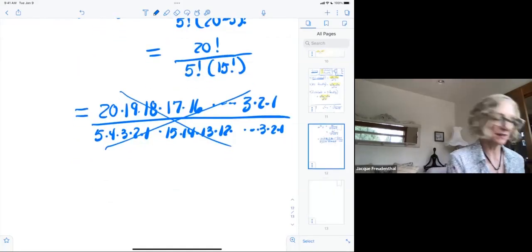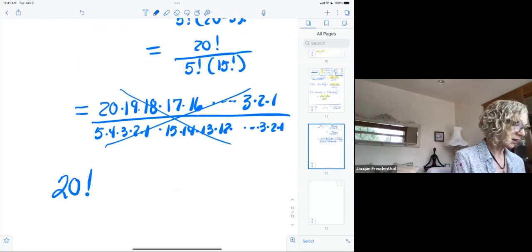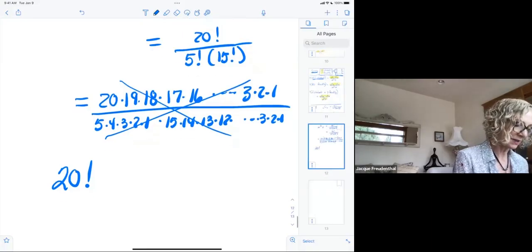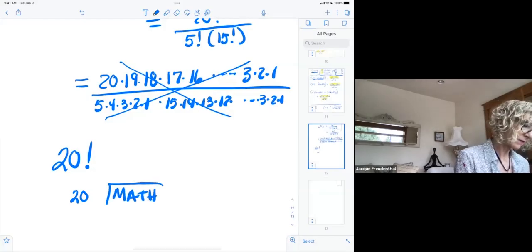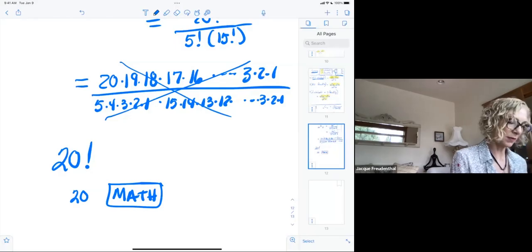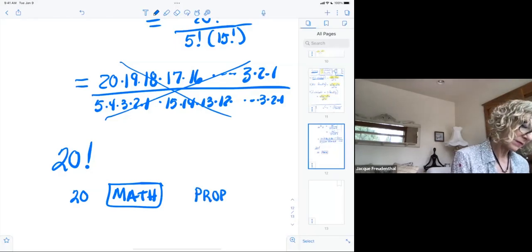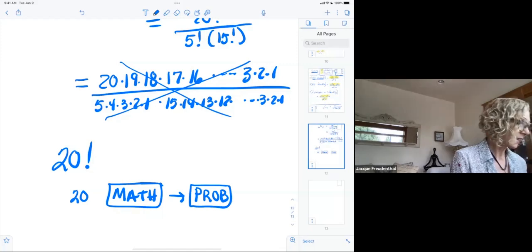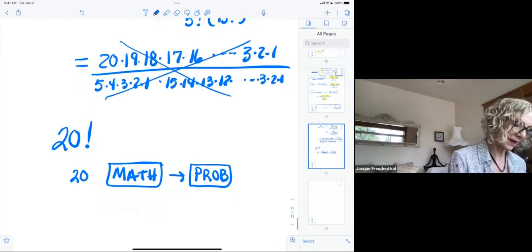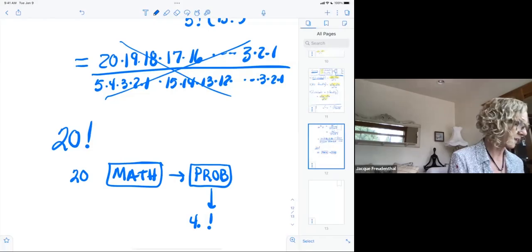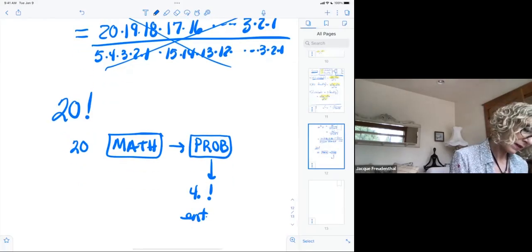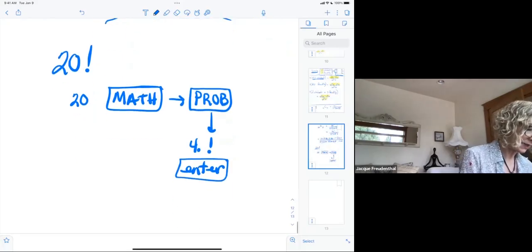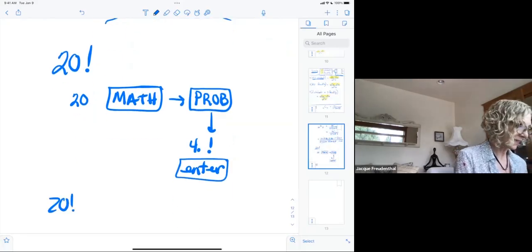Okay, so 20 factorial. You would put 20 on your screen, then hit your math button. And then arrow over to probability. And then arrow down to number 4 and you see the factorial. So you would press enter. And then on your screen, you would see the 20 factorial, press enter again.